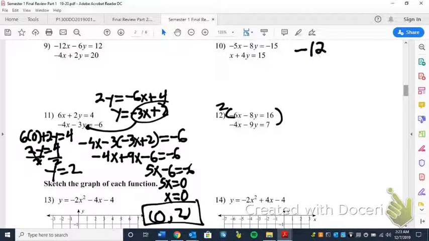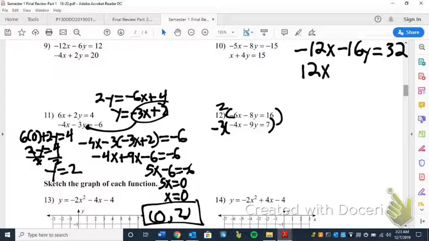Number 12, I'm going to multiply the top one by 2. That gives me negative 12x minus 16y equals 32. Bottom one, I'm going to multiply it by negative 3. So that gives me positive 12x plus 27y equals negative 21. So again, what I did was multiply the top one by 2, the bottom one by negative 3, and that gave me those x's that I can get rid of, positive 12, negative 12.